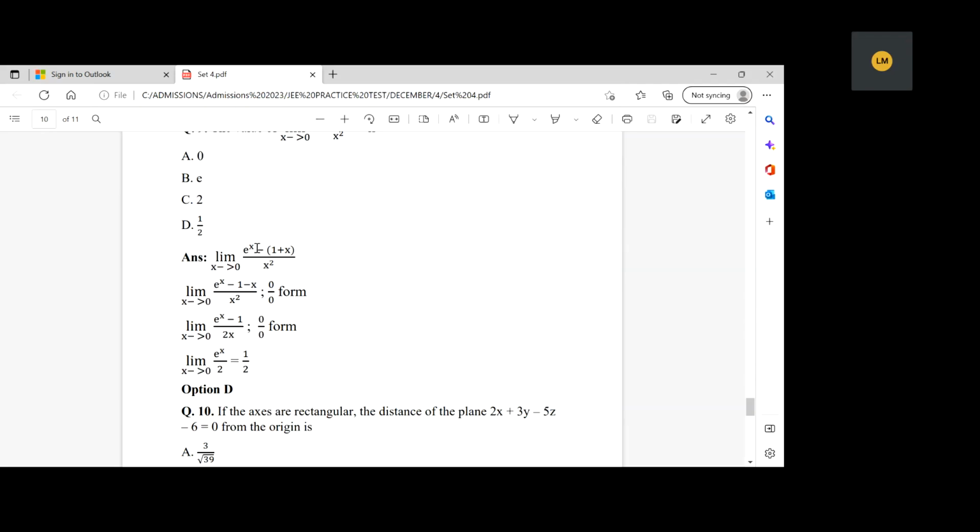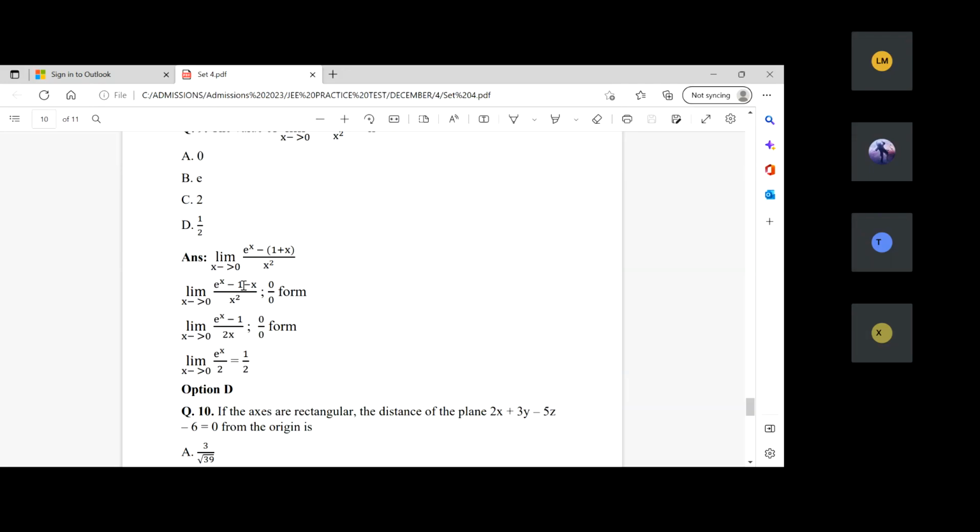Even if you want to substitute for e raised to x and then solve, it's completely fine. When we substitute 0, it's e raised to 0 minus 1 plus 1 by 0, so it's a 0 by 0 form. You can use the L'Hospital rule. Differentiate both the numerator and denominator separately, then apply the limit. So this will be e raised to x minus 1 minus x by x square. So what will this be?